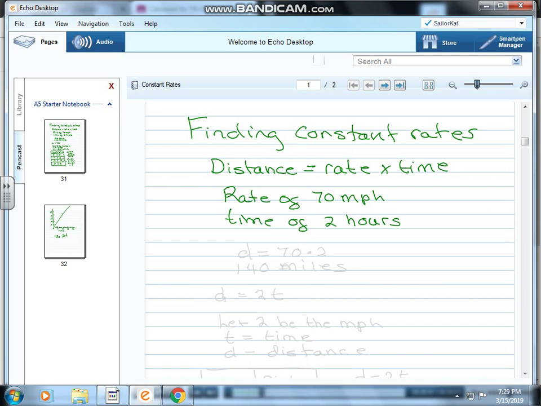We simply plug it in. Distance is equal to 70 times 2. And 70 times 2 is equal to 140. And so we have our miles.